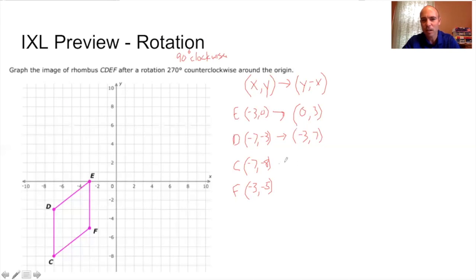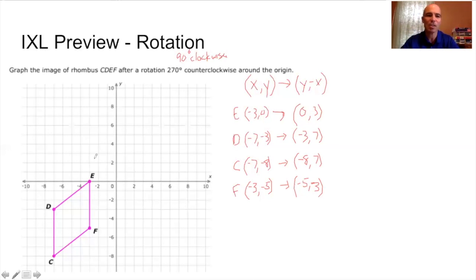Over here, we flip-flop. We got -8, but again, we're going to change the sign on the new y, making it +7. And then finally, F, we flip-flop, and we change the sign on the new y. Okay. All right.